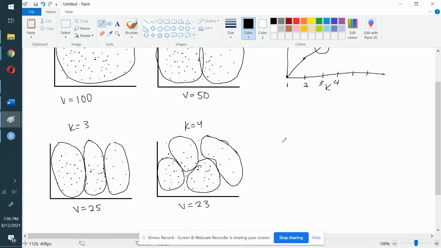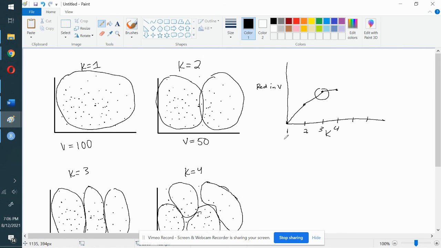And that's kind of the basics in how to determine the optimal number of clusters for the k-means cluster model.